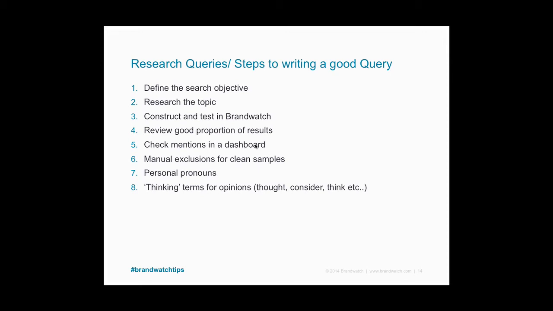Then consider adding personal pronouns, so to capture those personal mentions, as I showed you in the London commuters query. And then also consider adding in thinking terms for opinions. So if you're specifically looking at a topic where you want to know people's thoughts and opinions about it, adding in terms like thought, consider, think, etc. can really help you get to those opinionated mentions.